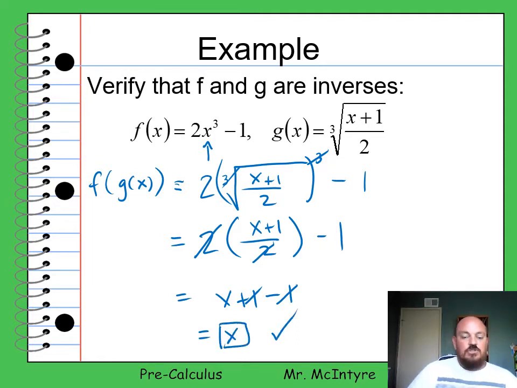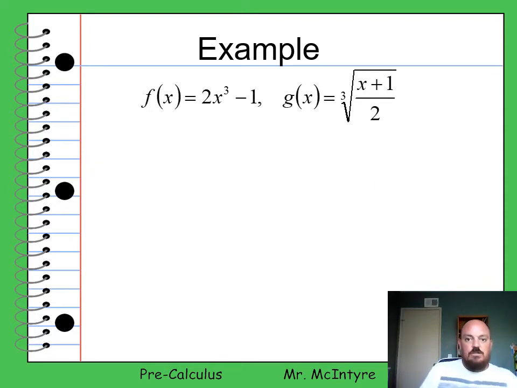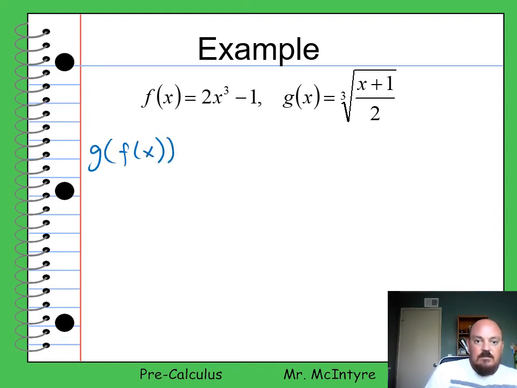So I'm going to put a little check mark here because that's what needed to happen. But remember, I said in the notes, if you stop here, you're not going to get full credit. I said at this point I'm 99% sure that those are inverses, but verify means 100% sure. So let's clear this out. I need to do the other composition. Here are my functions again. I need to do g of f of x and show that it also equals x.